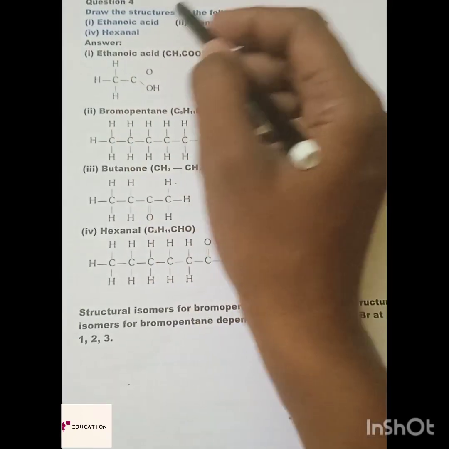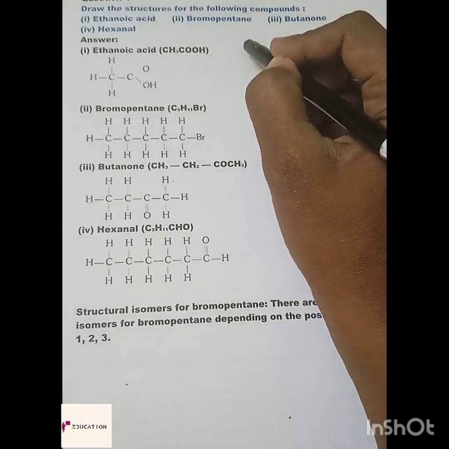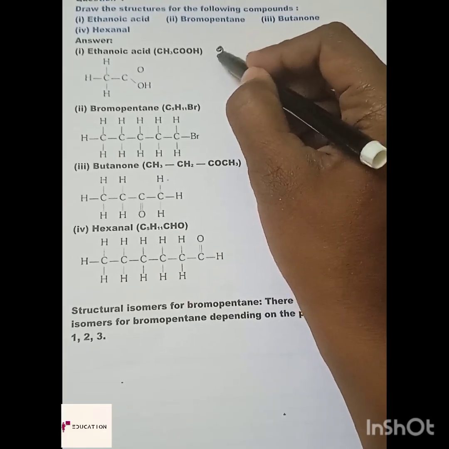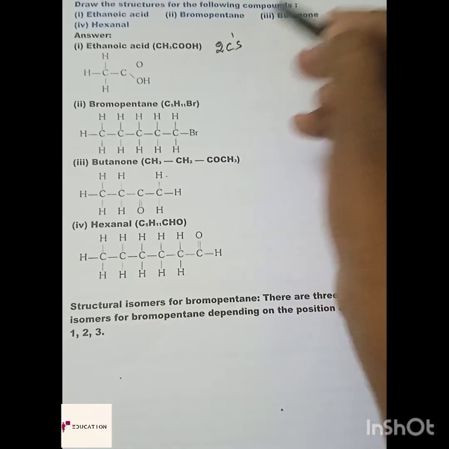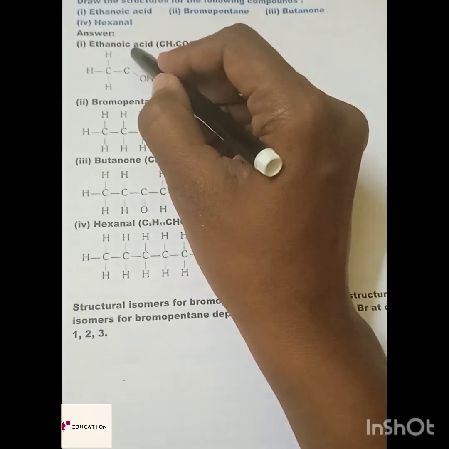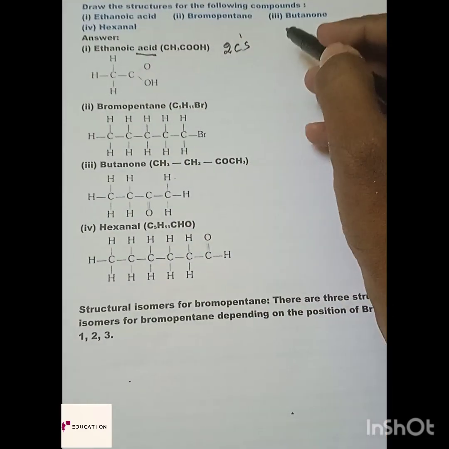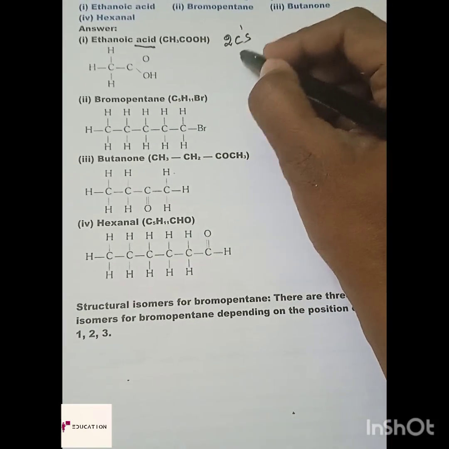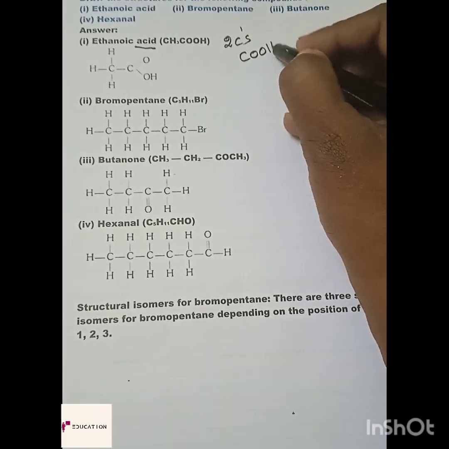So here, ethanoic acid. So ethane. If it is ethane, how many carbons should be there? 2 carbons. Next, acid. So it's a functional group. So what is the functional group for acid? How will you write? That is COOH.